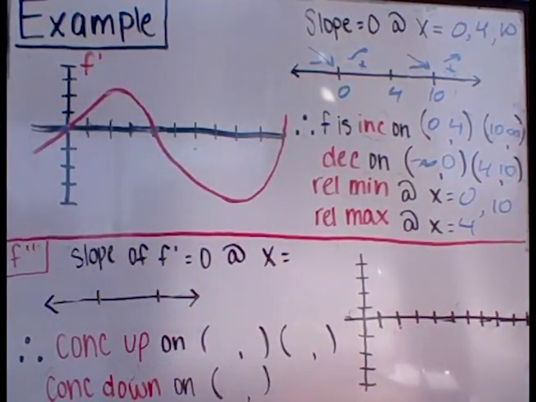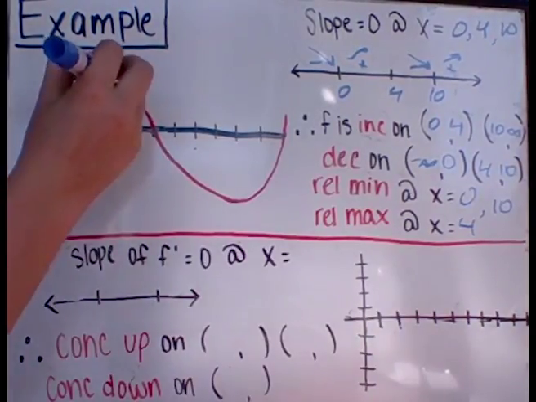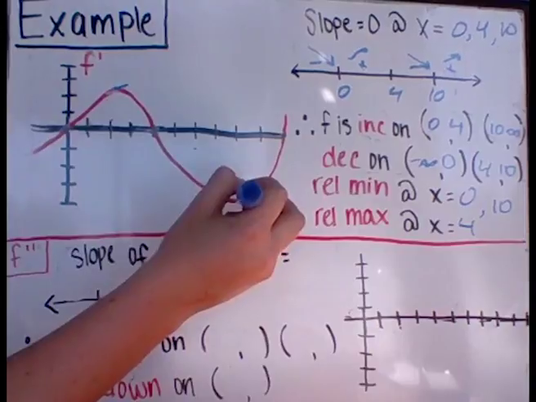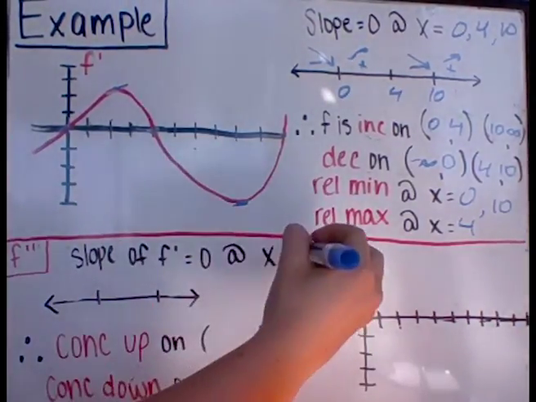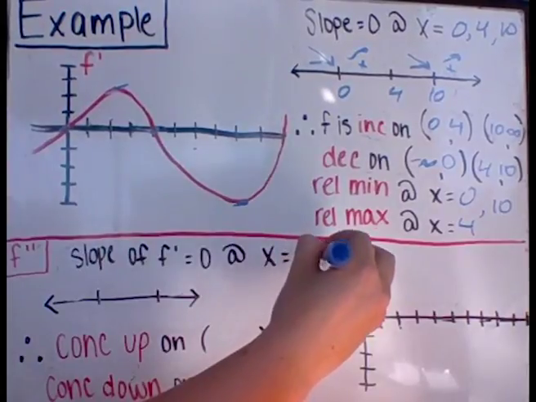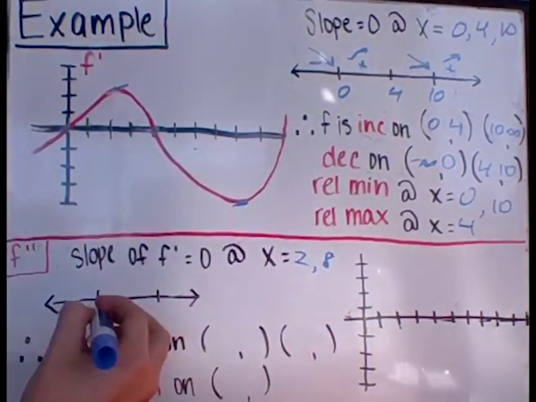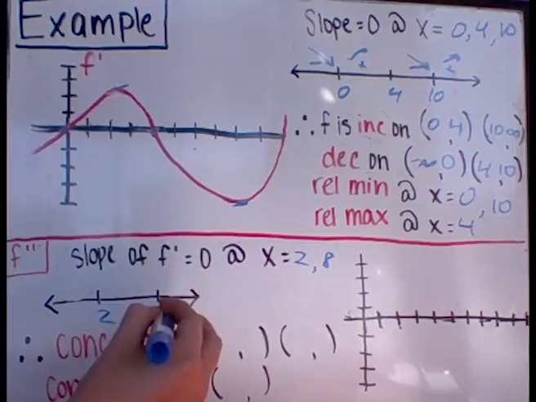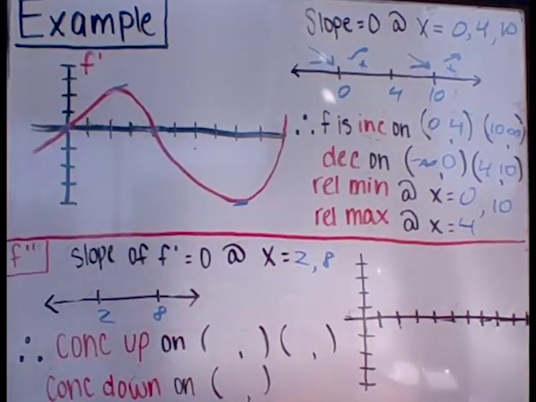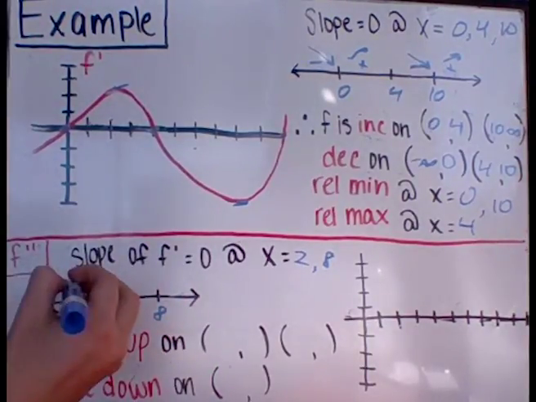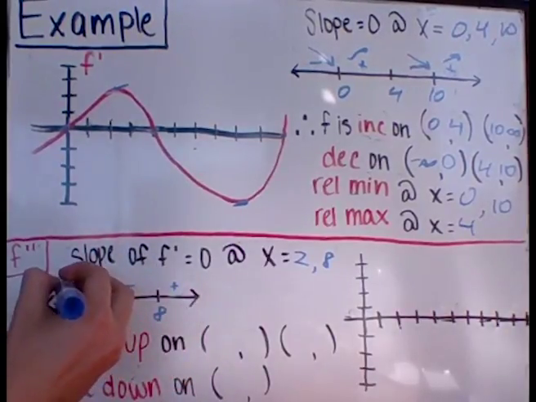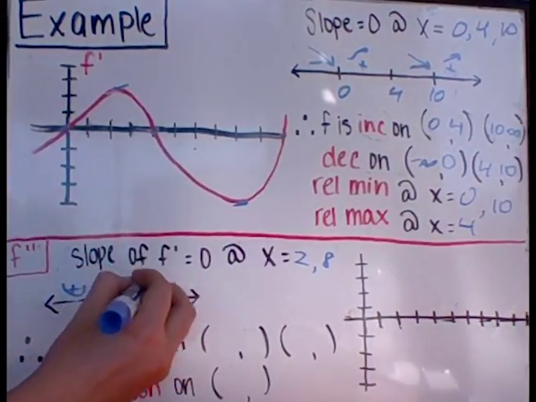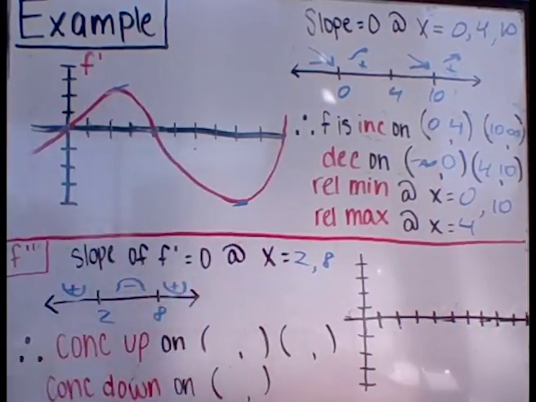Again, the first thing that you want to look at here is where the slope of f prime equals 0, or where the graph of f prime levels out. On this graph, that's at x equals 2 and x equals 8. You can now put these numbers on a separate number line and use test points to find the intervals of concavity. We can see that from negative infinity to 2, the slope is positive. From 2 to 8, the slope is negative, and then from 8 to positive infinity, it's positive again.